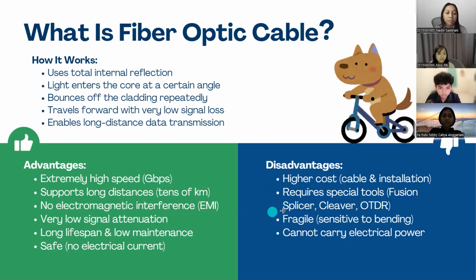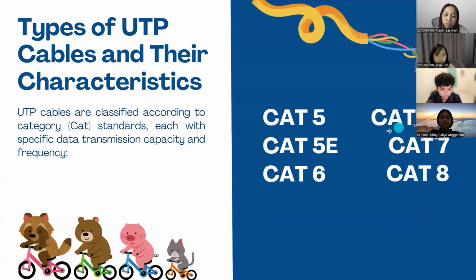And the last one is that it is safe. There is no electrical current. The disadvantages of fiber optic cables are higher cost for the cable and installation. It requires special tools like a fusion splicer, cleaver, and OTDR. It's fragile, sensitive to bending, and it cannot carry electrical power. That is the end of my part.